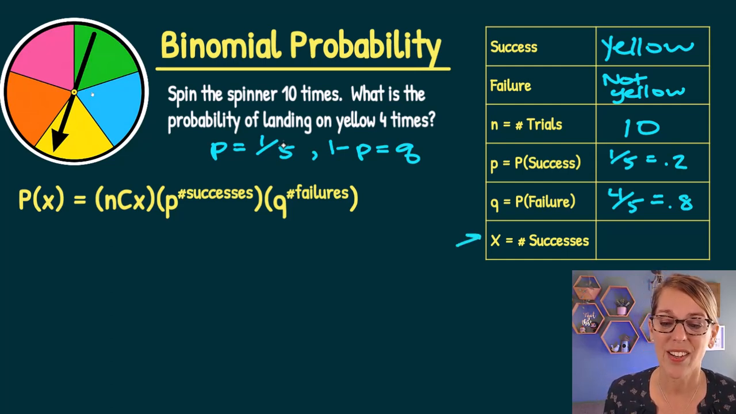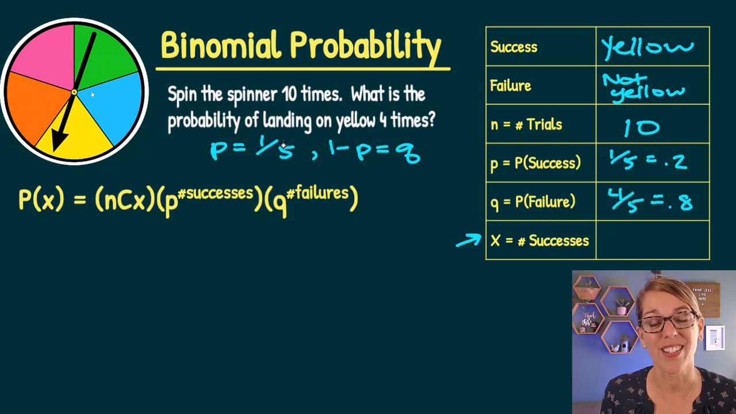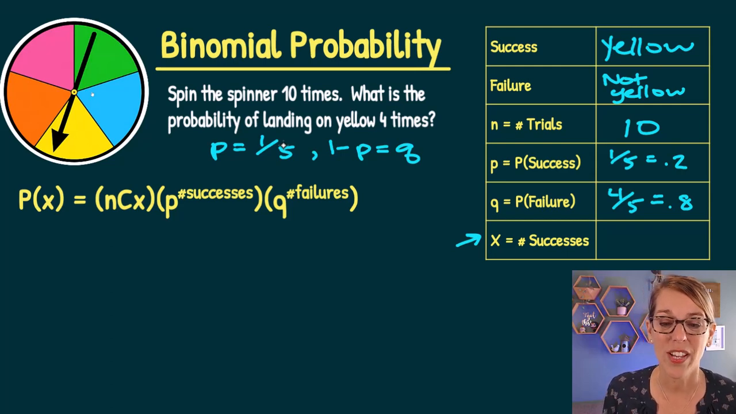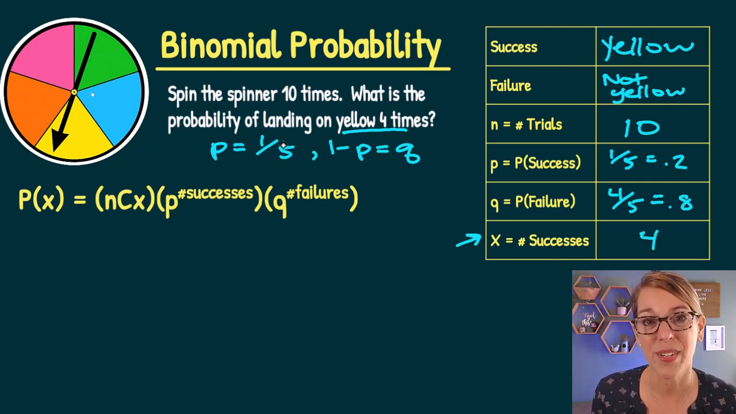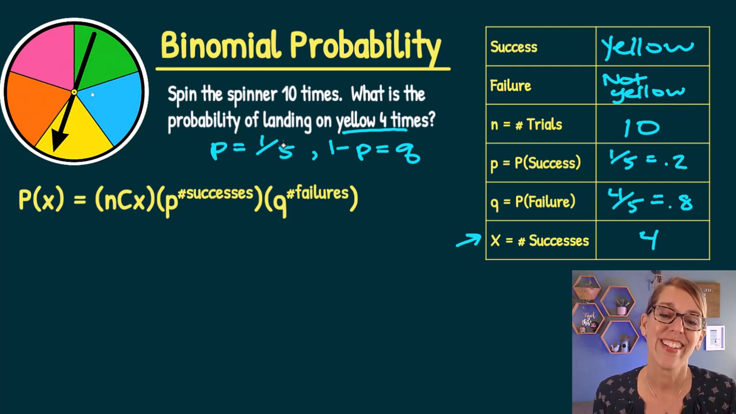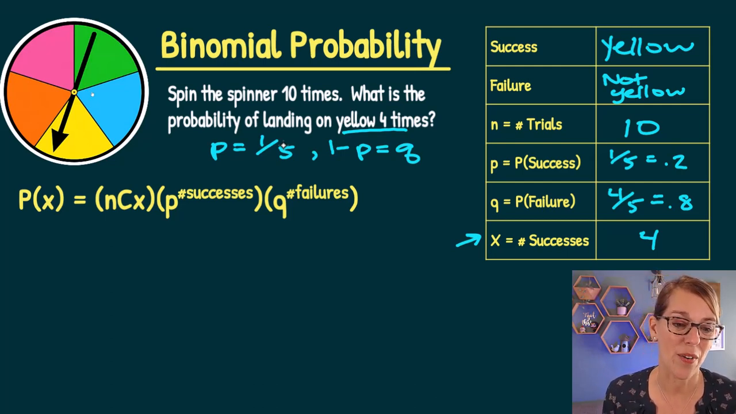Now this x is our random variable. It's determined by chance, and x is the number of successes or the number of yellows. The question says, what's the probability of landing on a yellow 4 times? So for this particular problem, we're going to define x to be equal to 4. Let's go ahead and put this into our formula.